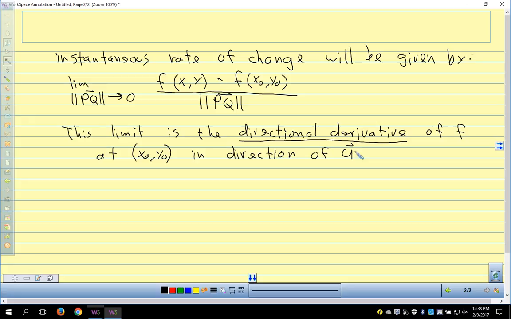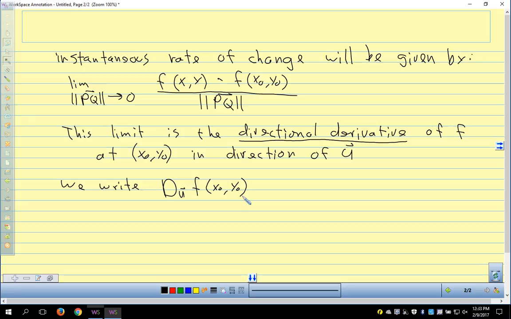So we call this limit the directional derivative of f at a particular point in the direction of this unit vector. It gives us the rate of change of our function. If our function z is the height, the rate of change in our height, our altitude, as we move in the direction of unit vector u. For each unit that we move in the direction of u, how much does our altitude change? How much does our height change as we move along that direction? And we write D sub u of f of x0, y0.